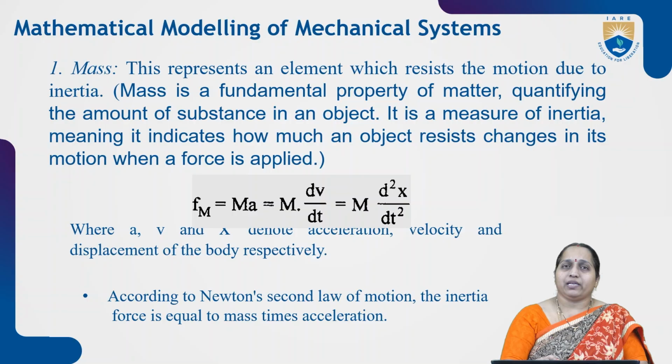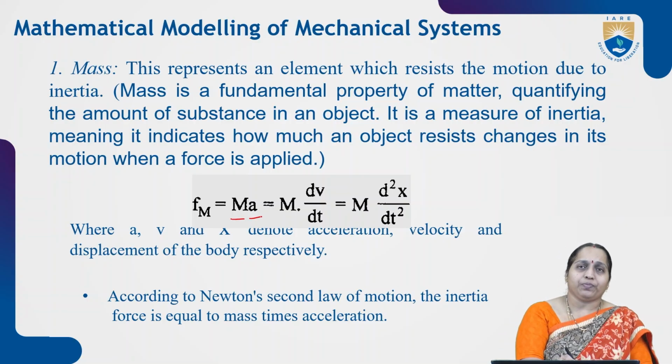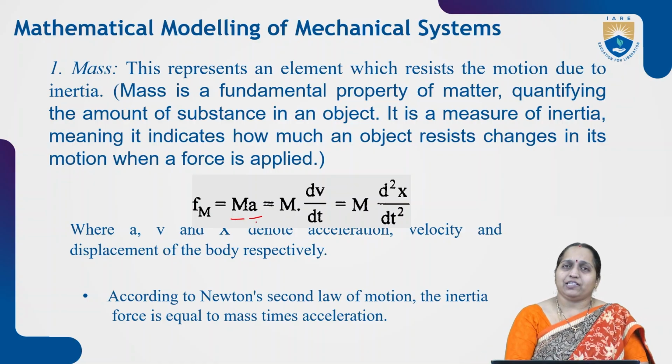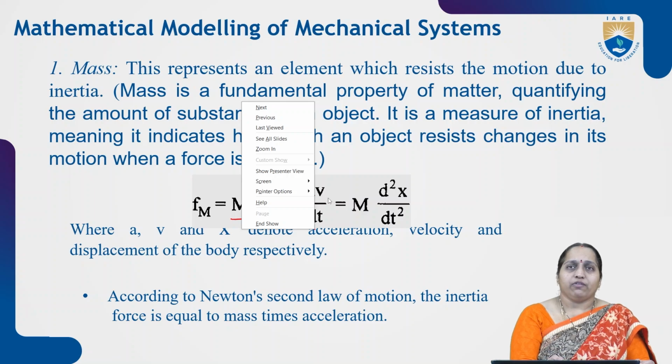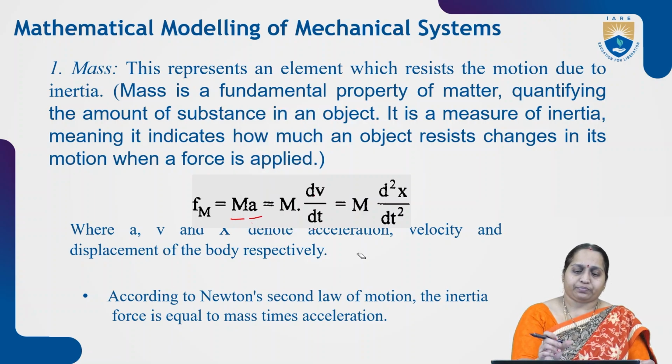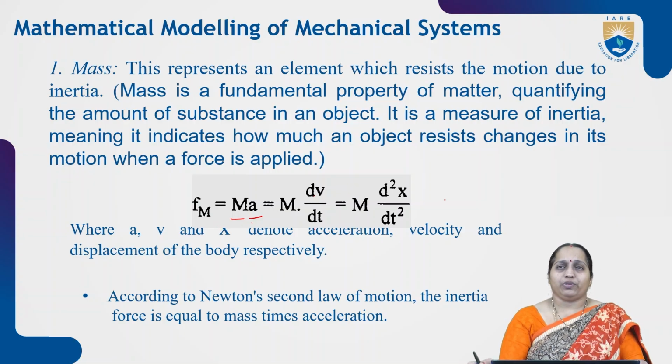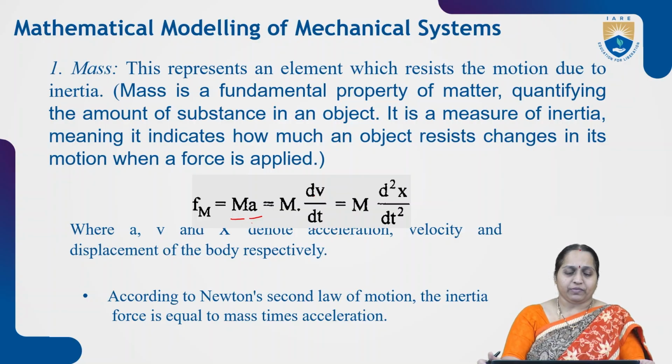The mathematical equation representing mass is given by Fm equal to mass into acceleration. Acceleration is the rate of change of velocity, so a can be written as dv by dt, and velocity is the change in displacement, so v can be written as dx by dt. That is how Fm equals m into d square x by dt square, where a, v and x denote acceleration, velocity and displacement of the body respectively.